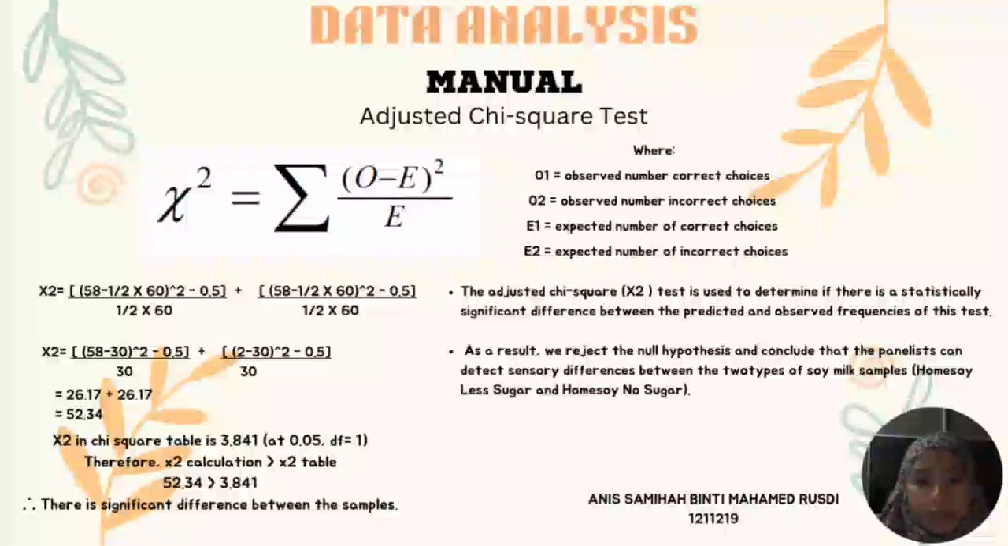The purpose of the chi-square test is to determine if there is a statistically significant difference between the predicted and observed frequencies of this test. The chi-square critical value for a one-tail test with 1 degree of freedom, df equal to 1, and alpha 0.05 is 3.841. The calculated chi-square statistic, 52.34, is greater than this value, indicating that there is a significant difference between the two samples. As a result, we reject the null hypothesis and conclude that the panelists can detect the sensory differences between two types of soy milk, which are whole soy less sugar and whole soy no sugar.